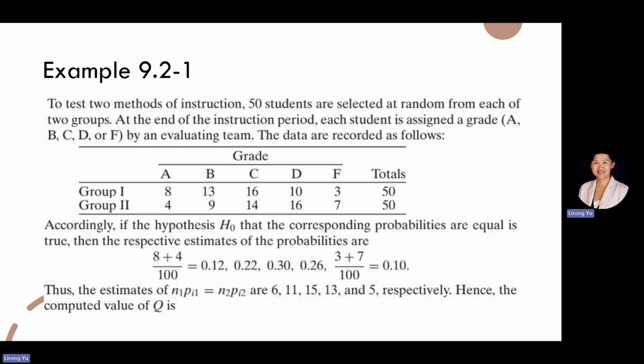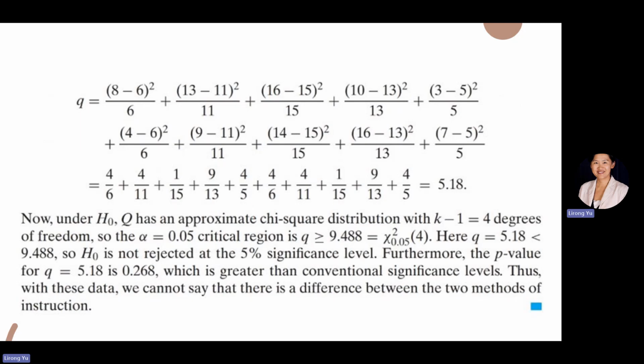So basically those 10 numbers are the O, the observation, and at the bottom here, 6, 11, 15, 35, those are the E, and then we calculate the chi-square. So the summation of the 10 chi-squares gives a total chi-square of 5.18.